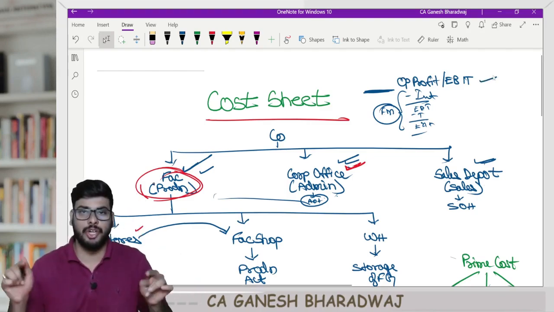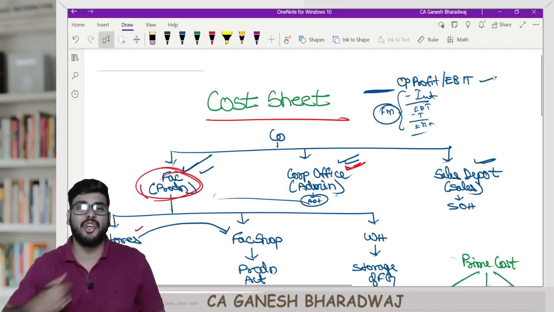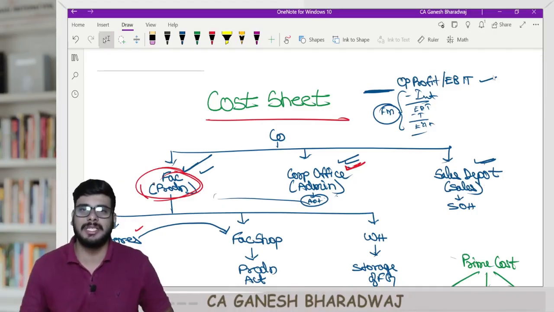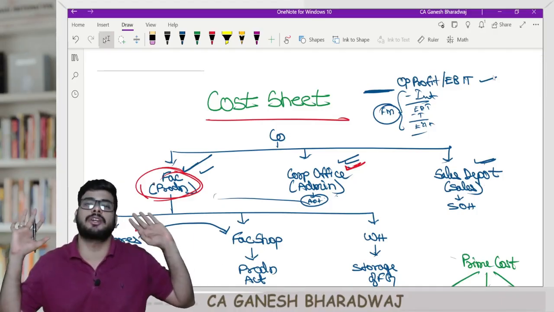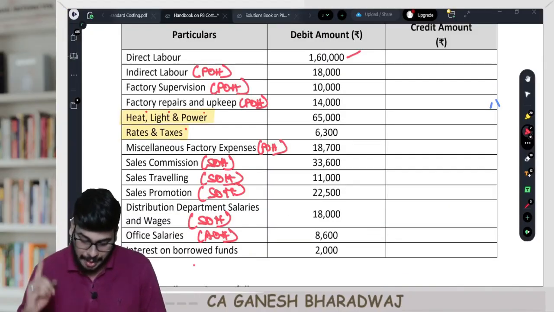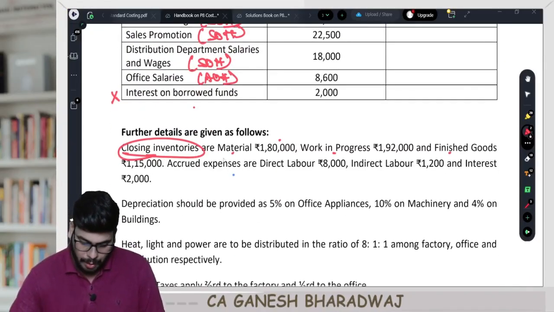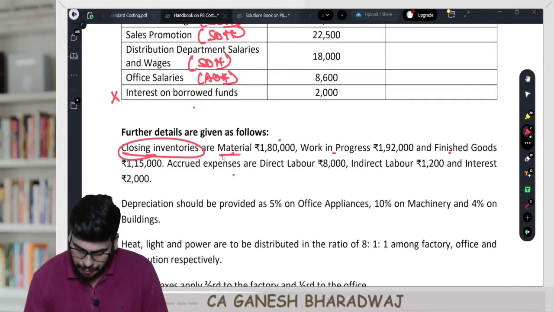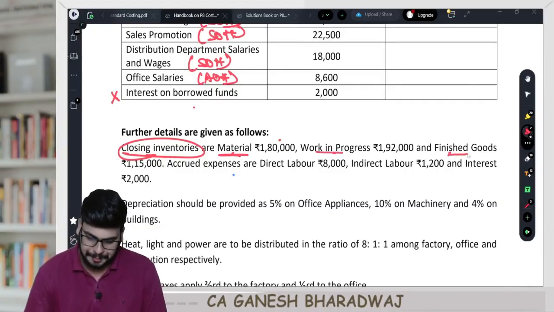Costing reports only operating profit. Any kind of non-operating income and expense are completely ignored in our costing. Are you clear with this, guys? Please have this in your mind. Clear with this. Now, what have they given? Closing stocks of raw material, WIP and FG is given.